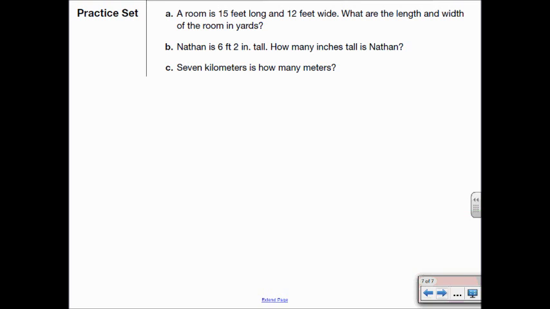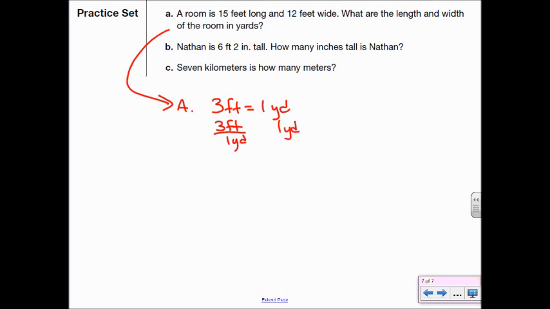All right, practice set. A room is 15 feet long and 12 feet wide. What are the length and width of the room in yards? So if we look at our conversion table, we know that 3 feet equals 1 yard. So I can get the fraction 3 feet per 1 yard, or 1 yard per 3 feet.